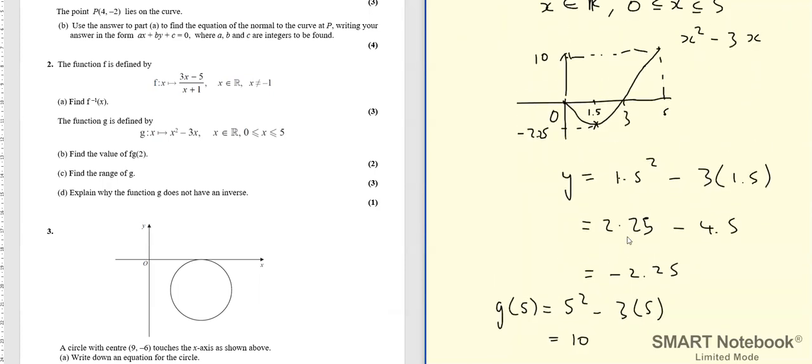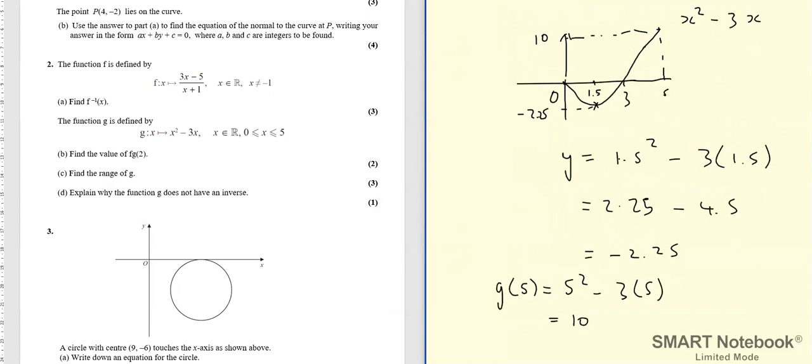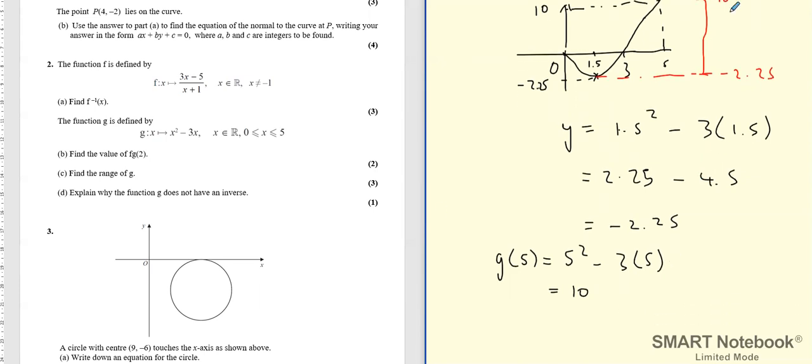So now looking at that graph is going to help us work out the range. The range is essentially the allowable heights, or the allowable y values, of this graph. The lowest y value on this graph is down here, and the highest y value is up here. This y value down at the bottom was minus 2.25. This y value up here is 10. So we can then say that g of x is greater than or equal to minus 2.25 and less than or equal to 10.